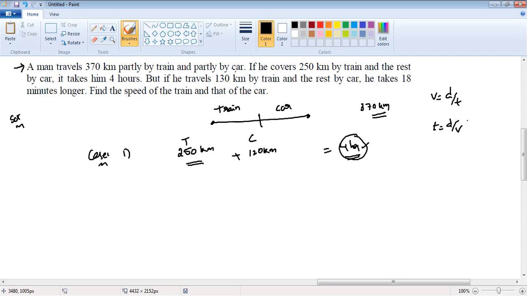Now we don't know the speed of the train. Let us suppose it is x kilometers per hour, and the speed of the car is y kilometers per hour. The distance by train is 250, so 250 by x, and 120 by y, is equal to 4 hours, because this is also time and this is also time. Then case 2.